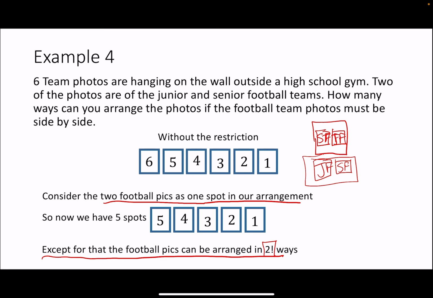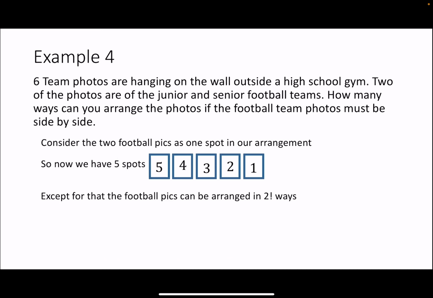Well, 2 factorial is 2, but the reason why we say 2 factorial ways is, let's say we had a junior football, senior football, and let's just call it a middle football. And we said they had to be with each other. They'd all count as 1, but how many ways are there to arrange this? 3 factorial. Within that grouping, there's 3 factorial ways to arrange those. So that's why we say 2 factorial.